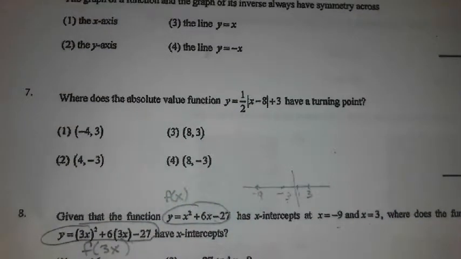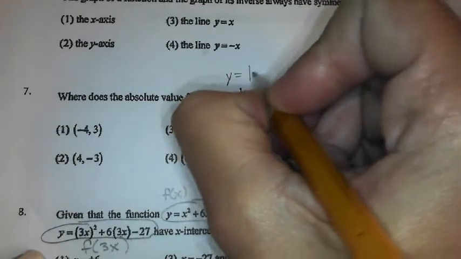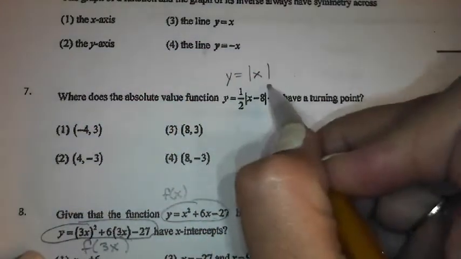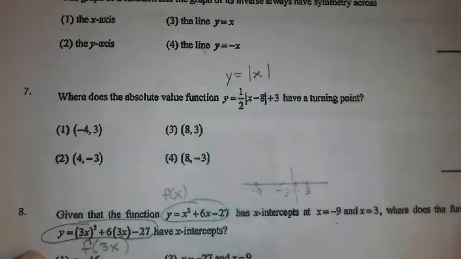Number 7, back to that absolute value function. Remind me, here's the parent graph. Where was the turning point of the parent graph? Do you remember? 0, 0. Yep.